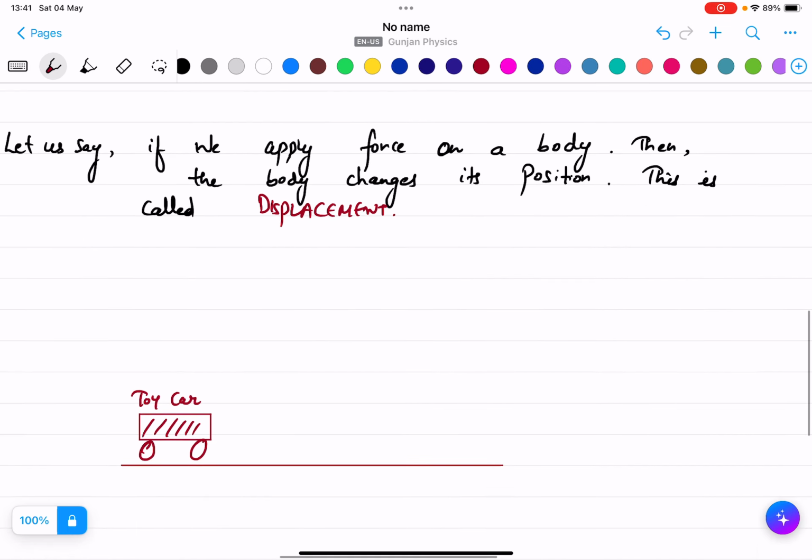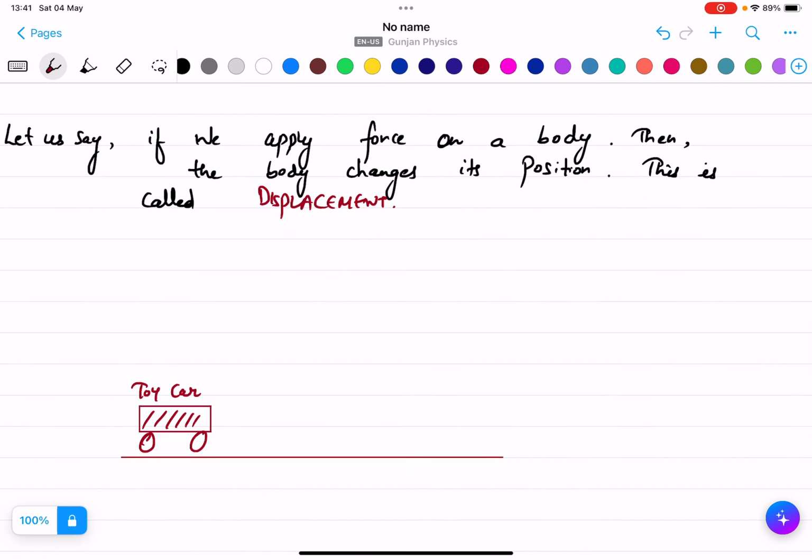Now, let us say if we apply force on a body, then the body changes its position. This is called displacement. We already discussed this in our previous lectures. Displacement is basically when we apply a force on a body and it changes its position. It's moving. That means it is making a displacement.